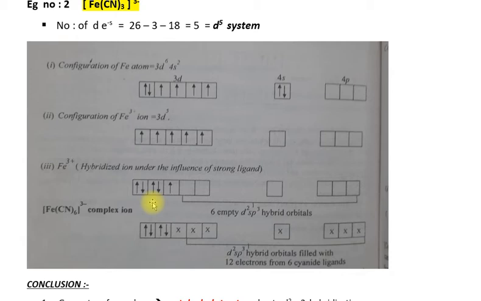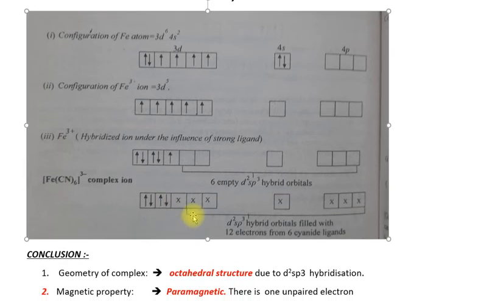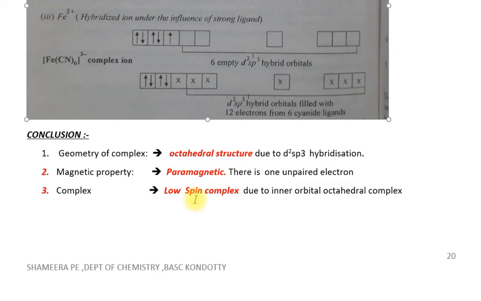This is what we see here. Because it is a strong ligand, pairing up took place. Here this is an electron, not the ligand. Here it is an electron. We understood that what we are using is the inner d orbitals. So therefore we can say that it is an inner d orbital or inner orbital octahedral complex.